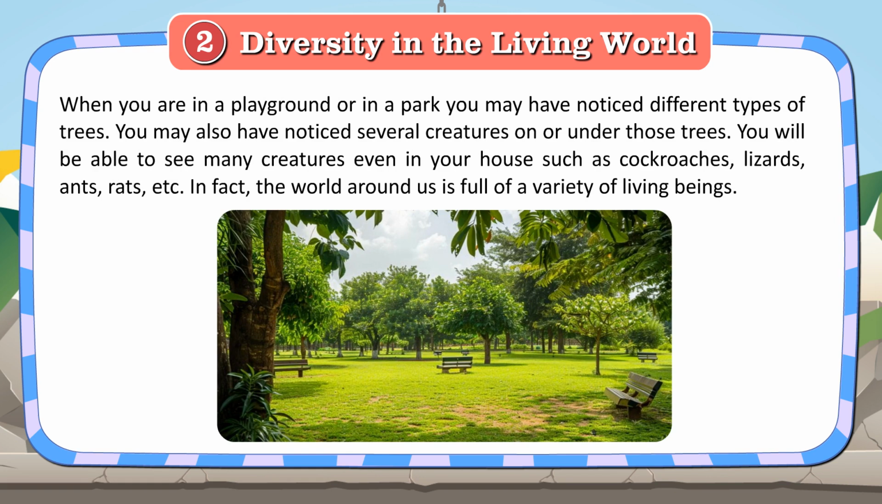When you are in a playground or in a park, you may have noticed different types of trees. You may also have noticed several creatures on or under those trees. You will be able to see many creatures even in your house, such as cockroaches, lizards, ants, rats, etc. In fact, the world around us is full of a variety of living beings.